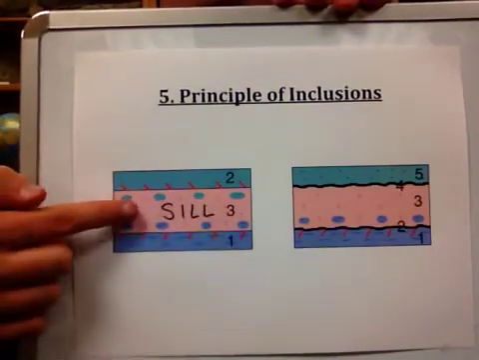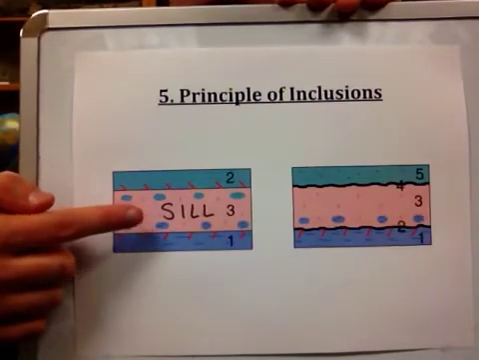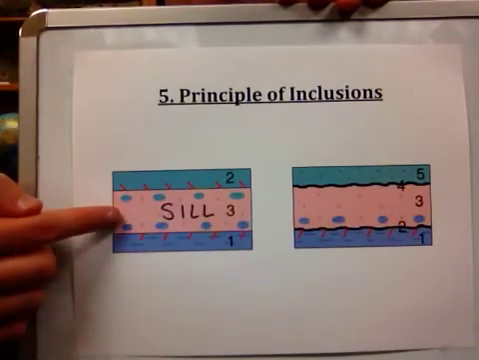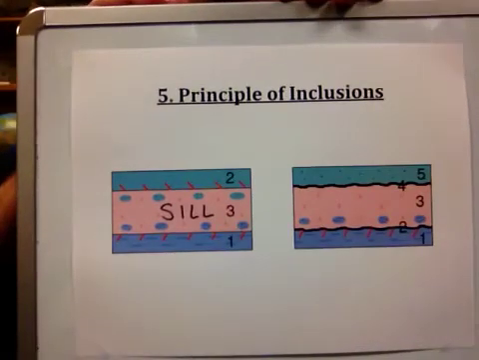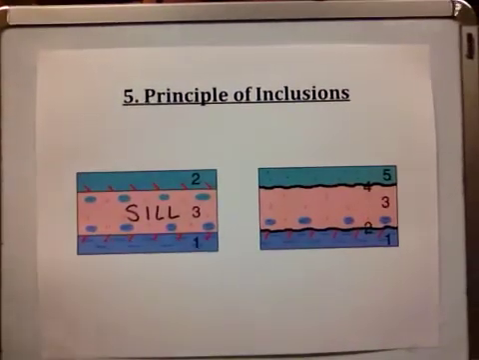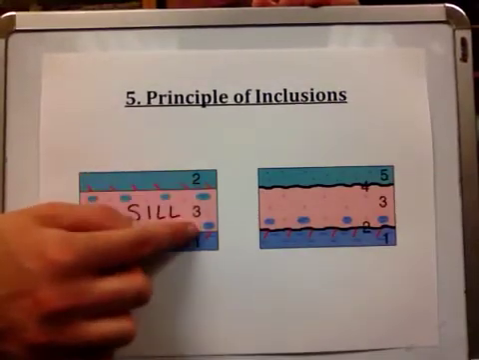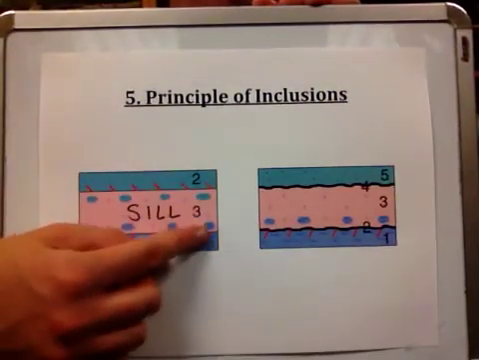And think this material is intrusive. So when we're looking at sills, we're looking at rocks that have phaneritic textures. So it may be a good idea for you to review igneous rocks and look at the rocks that have phaneritic texture, because that will help you determine the relative ages of the rocks and their order.